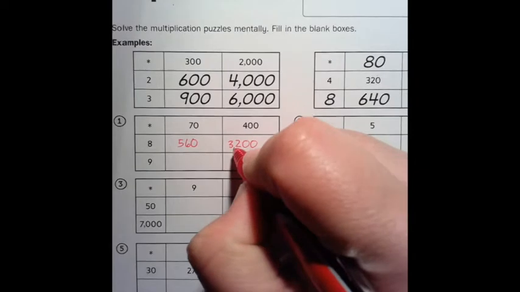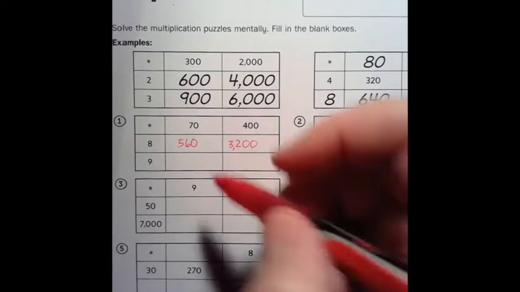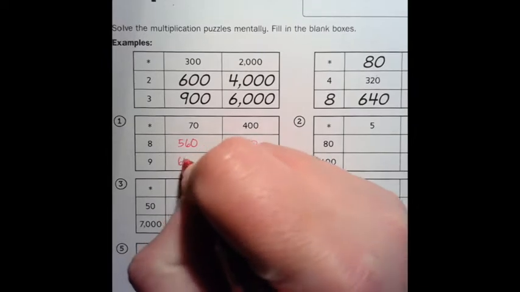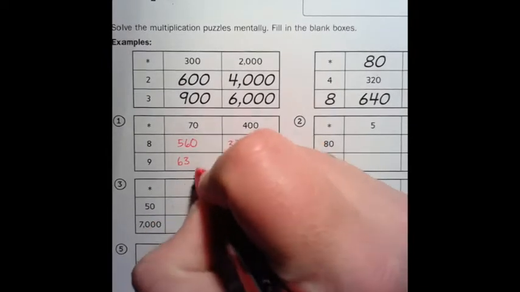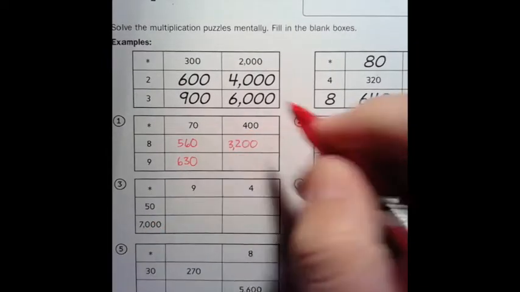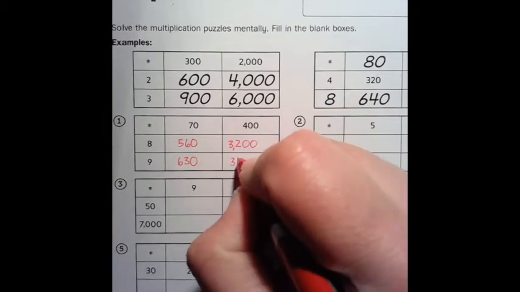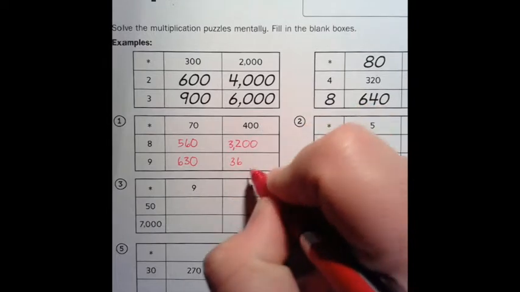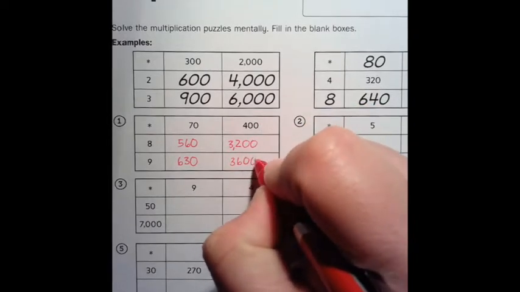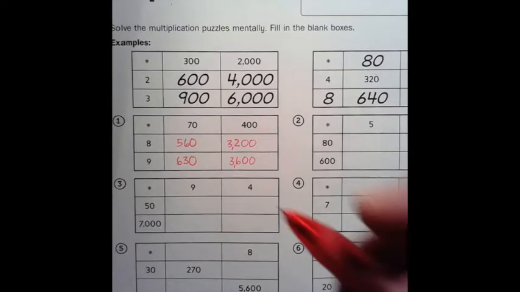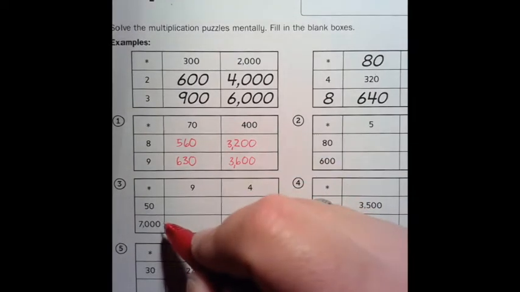I'm going to go here and add my comma. 9 times 7, 63. Again, 1 zero in 70, so I'm going to add that 0 in. 9 times 4 is 36. And the 2 zeros in the 400, you've got to add them in here. Go back, put my comma in. That's number 1. All right, number 3.